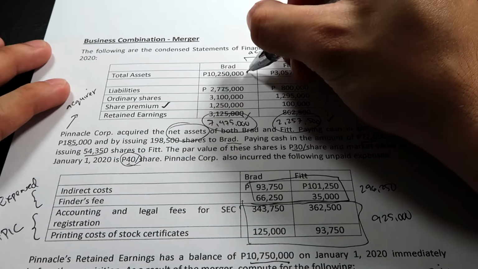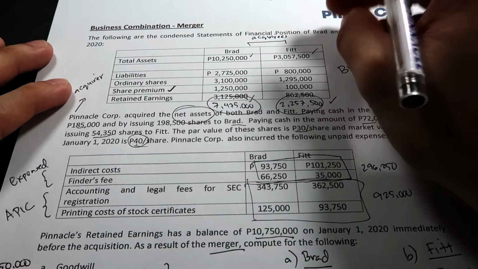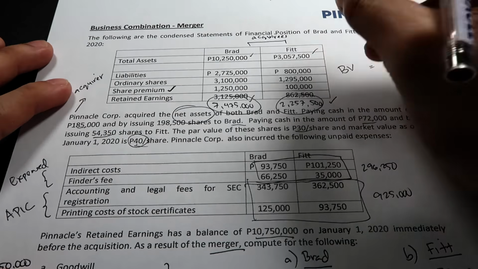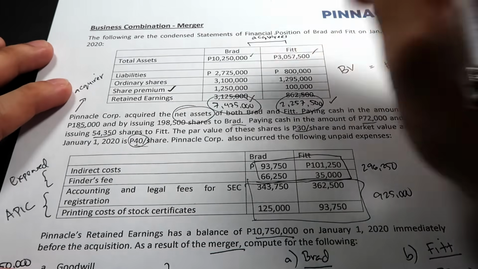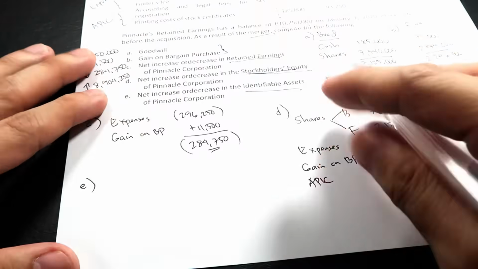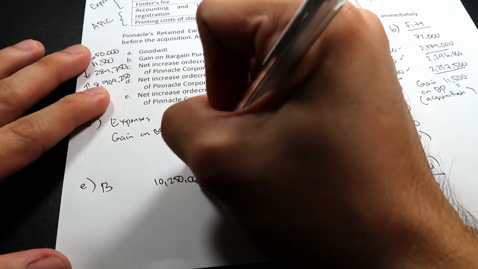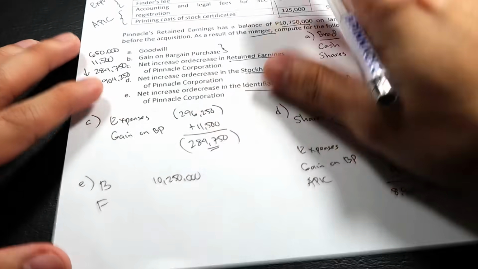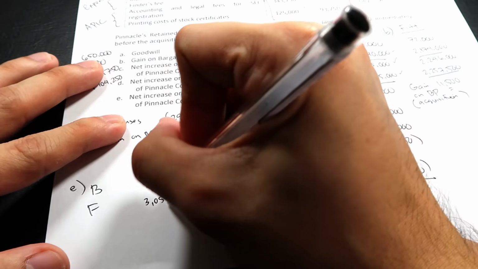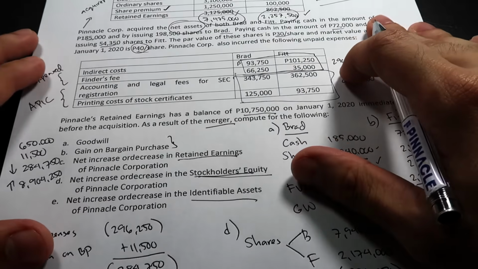So, Brad, 10,250, Fit, 3,057,500. Now, again, if given yung fair value, if different yung book value to fair value, you use the fair value. Alright? In this case, walang mention, we assume that book value is equal to fair value. For Brad, it's 10,250,000. Okay, for Fit, it's given na siya. Actually, kinakopy ko lang. 3,057,500.